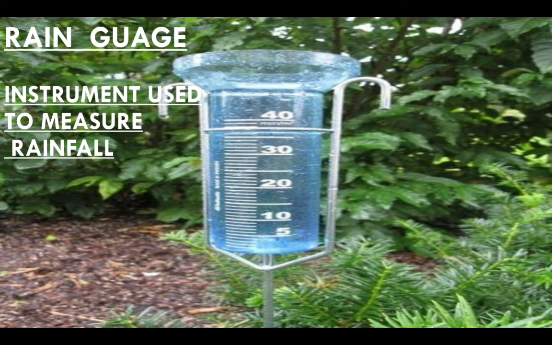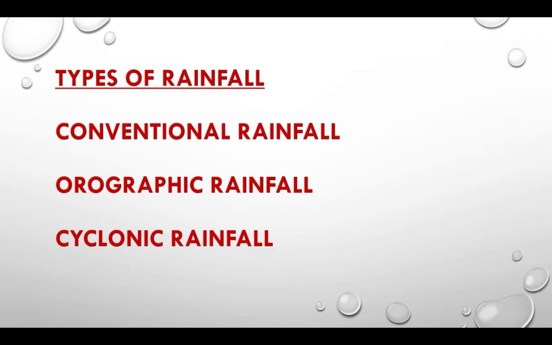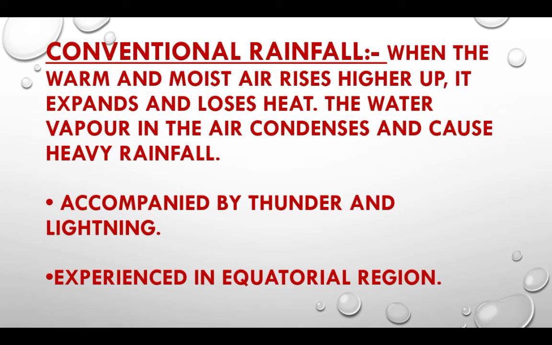The instrument which is used to measure rainfall is known as a rain gauge. Different types of rainfall. There are three different types of rainfall. First is the conventional rainfall, second is the orographic rainfall, and third is the cyclonic rainfall. First we will read about the conventional rainfall.